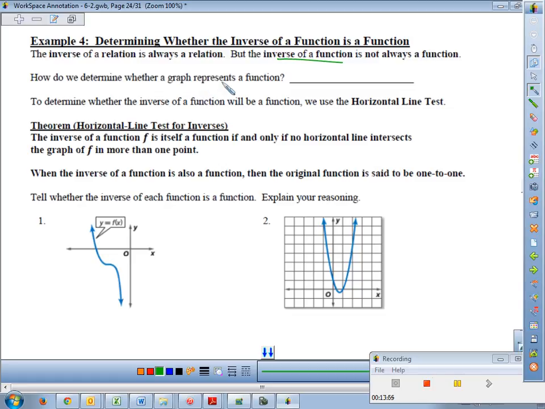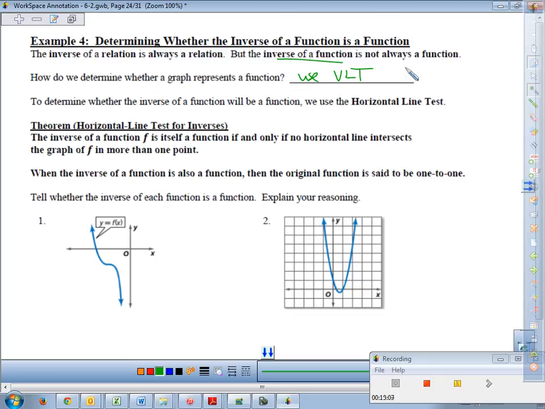So how do we determine whether a graph represents a function? You just told me that. If I gave you a graph, how do you know if it's a function or not? Use the what? The vertical line test. We use the vertical line test to see if a graph is a function.